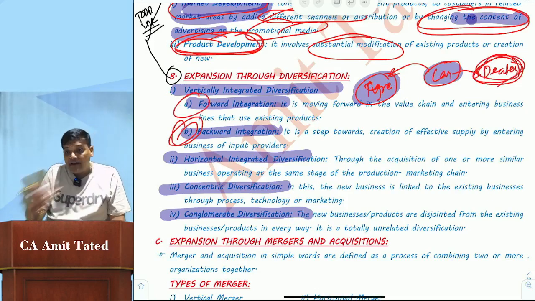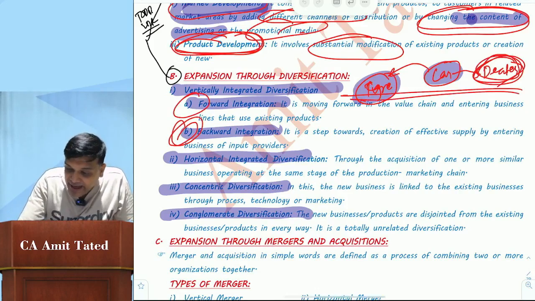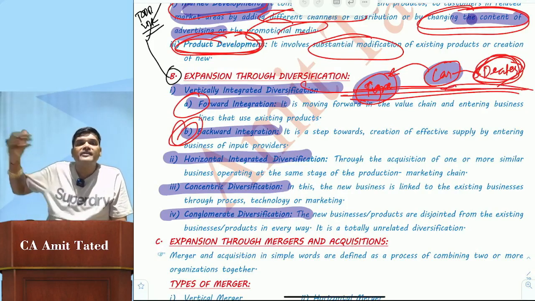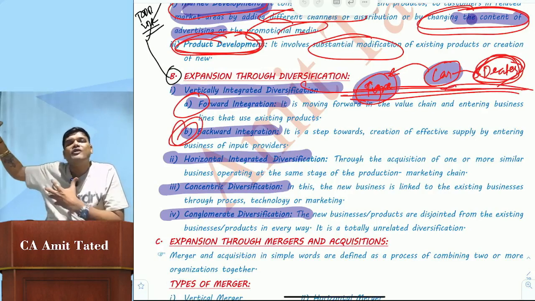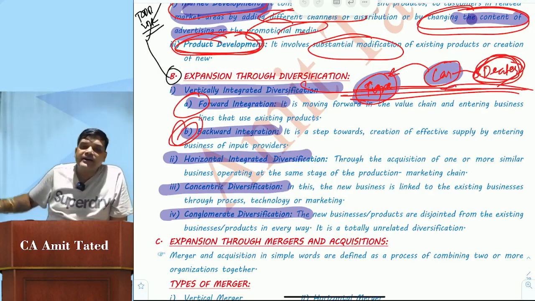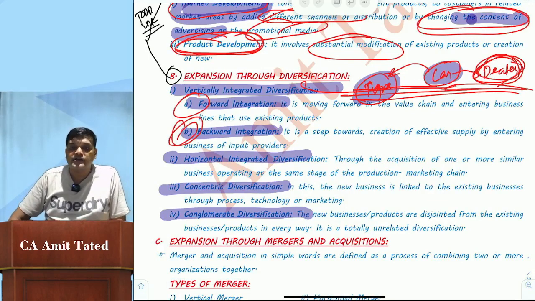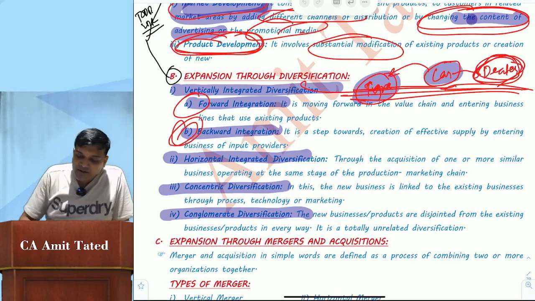So this is vertical, either forward or backward. Are you getting the point? Backward means starting the work of the raw material supplier. That is called backward integration. Starting the dealer's work is nothing but forward integration. So backward and forward.